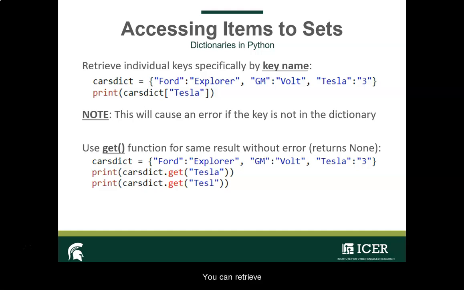You can retrieve values based on an individual key name. So here, we want to return the value associated with the key Tesla. Notice that this will cause an error if the key you are calling is not in the dictionary. If you want to get around this error, instead of calling the key name specifically, use the get function. This way, even if you have a misspelling, you'll still get a result and not an error. And you'll notice the misspelled Tesla returns a None value.